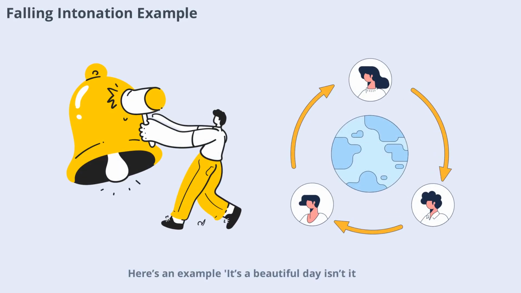Here's an example: "It's a beautiful day, isn't it?" The speaker's voice drops at the end, showing they expect agreement. This is common in friendly conversations where you're just confirming something you believe to be true.